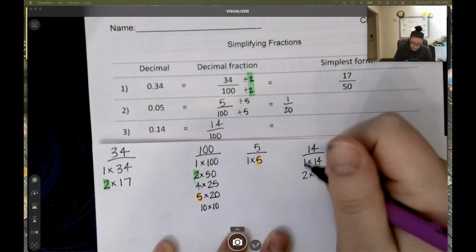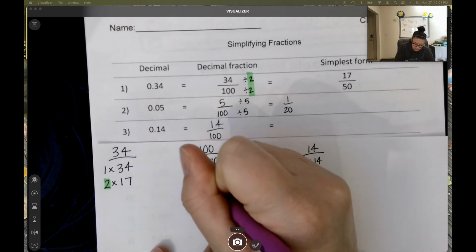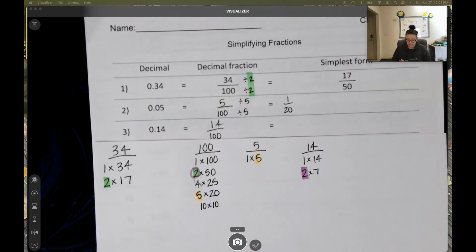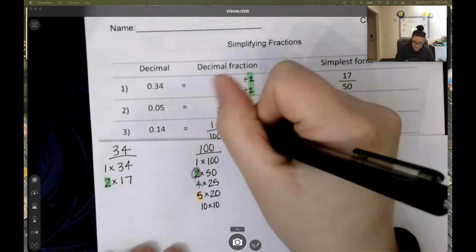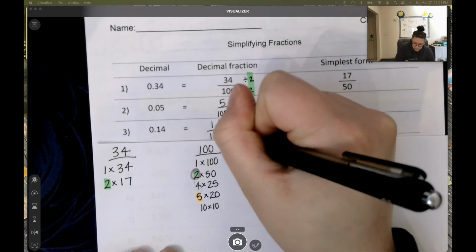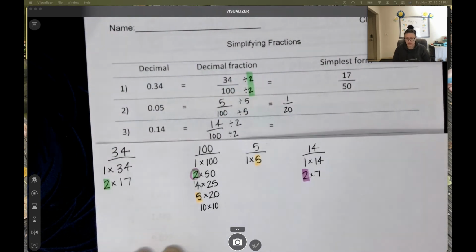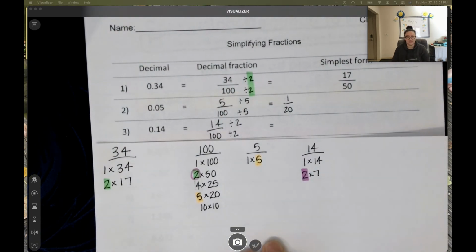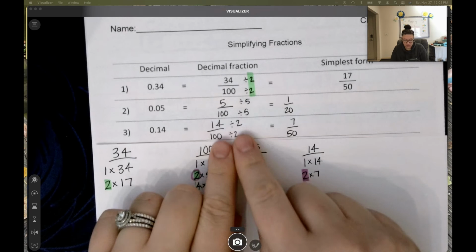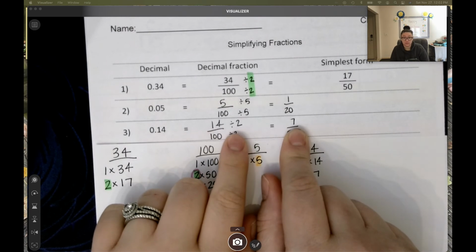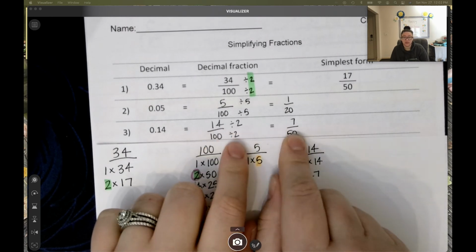And I see 2 goes into 100. So to simplify, I need to divide them both by 2, my numerator and my denominator. Pause the video and simplify that fraction for me. Hopefully when you divided, 14 divided by 2 is 7. 100 divided by 2 is 50.